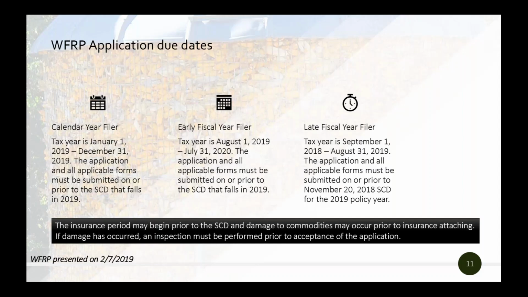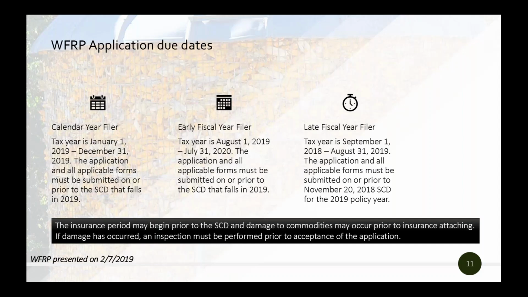The late fiscal year filer, and if you're one of those, pay attention here because it's a little different. Let's say your tax year is September 1st to August 31st, September 1st, 2018 to August 31st, 2019. So immediately you see something that raises a flag. September 1st, 2018, the late fiscal year filer for the 2019 year has already started. So we're looking at something that's going to create an issue as far as the application, in that our next opportunity to apply for coverage won't be until November 20th.